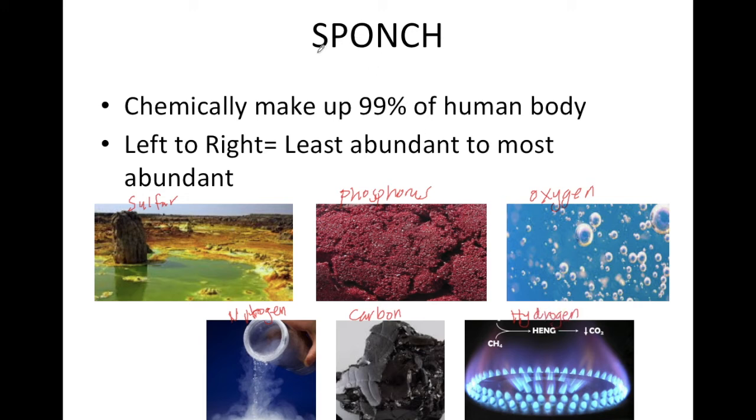So together they make up SPONCH, which is also a cookie that you can get in Smart and Final. I wouldn't really recommend it. It's got coconut, so it's a little interesting to me personally, but you may like it.